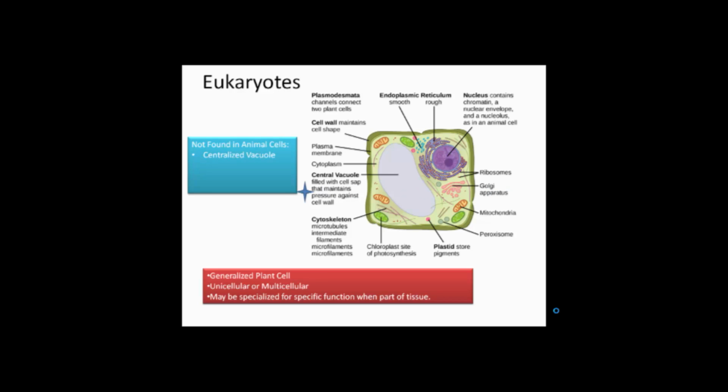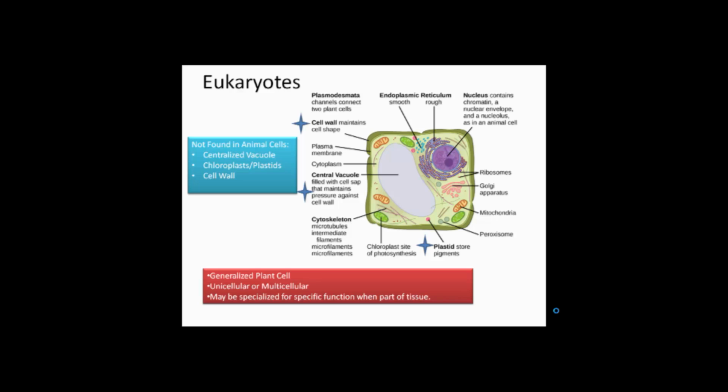So some organelles that are not found in animal cells is a large centralized vacuole. This is going to be primarily filled with sap, and it's going to help maintain that turgor pressure on the cell wall. Another one is chloroplasts and plastids. These are going to store pigments and function as the site of photosynthesis if it's a chloroplast. And then the cell wall. Animal cells do not have a cell wall. Fungi, plants will have a cell wall, and some protists will have a cell wall. And this helps maintain the cell shape.